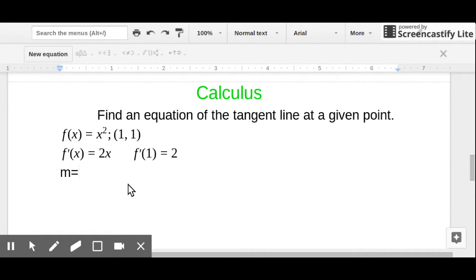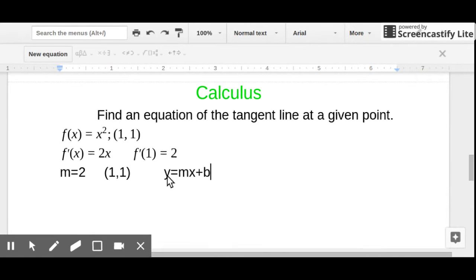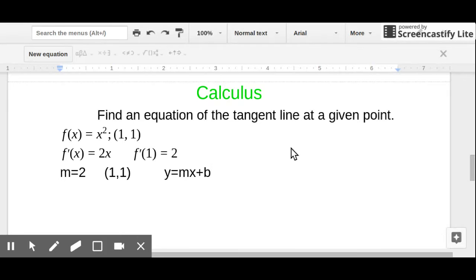Remember, that's going to be m, which is the slope of a line, equal to 2, and we have the point (1, 1). There are a lot of formulas we could use, but we'll just use this one here: y = mx + b. Here m is your slope, and b is where it crosses the y-axis, so that's what we need to find. We're given the point (1, 1), which we'll plug in down here.